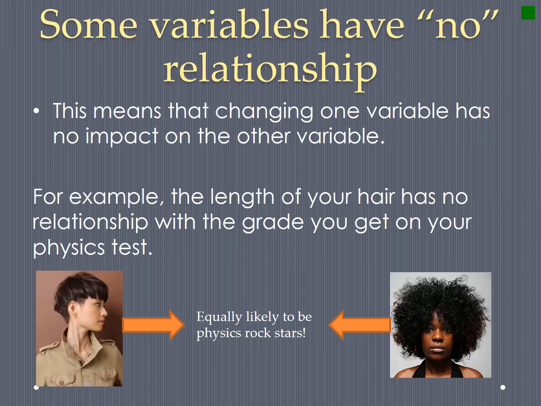The first type of relationship is a non-relationship, and that just means when you change one variable, there's no impact on the other variable. The example in this slide is the length of your hair has no relationship with the grade that you get on a physics test. So growing your hair longer won't give you a better grade, and if you're bald, you won't have a bad grade either. There's not a relationship between those two variables.